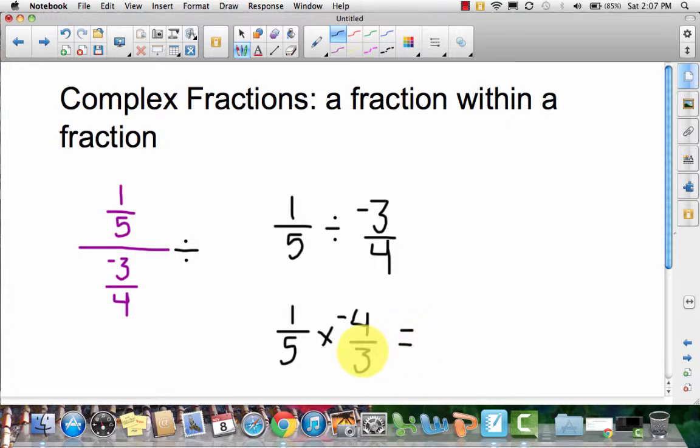So I'm going to look at my signs. A negative times a positive is a negative. 1 times 4 is 4. And 5 times 3 is 15. And -4/15 is fully simplified. So that will be my final answer.